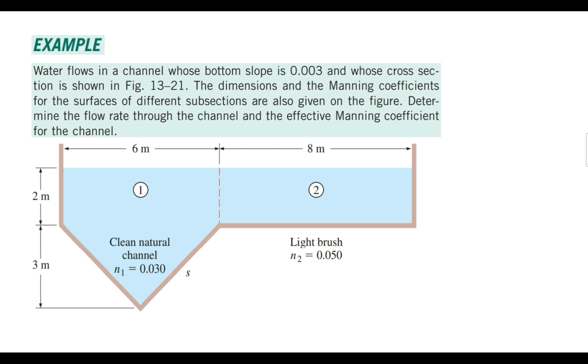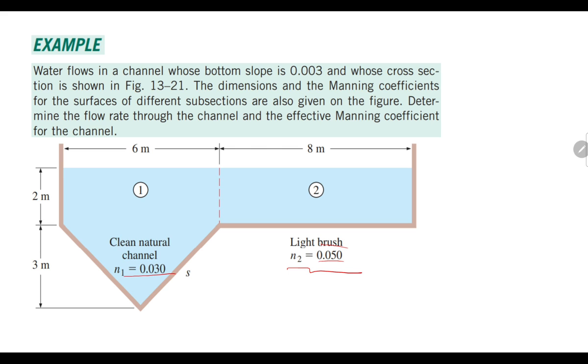So that's why its n is light brush. It has plants growing on it, so the value of its n is bigger, 0.05. Then for the natural channel, typically there is no obstruction, so it is slightly lower, 0.03.